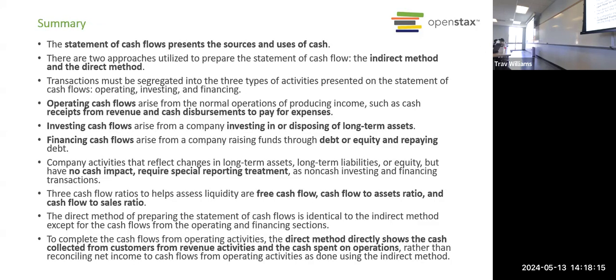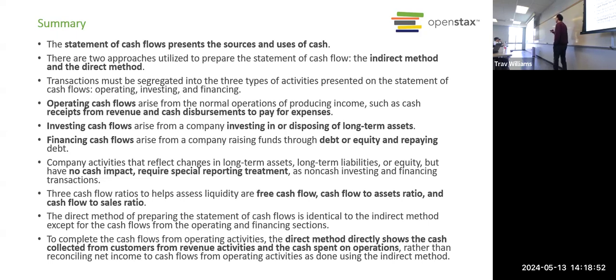Okay, so this is what we have learned in this chapter. The statement of cash flow tells us about the flow of cash, right? Pretty self-explanatory. The operating section can be created, we know, with either the indirect or the direct methods. The indirect method begins with net income, and you make adjustments. The direct method starts with how much cash we got from our customers and how much cash we spent on our expenses.